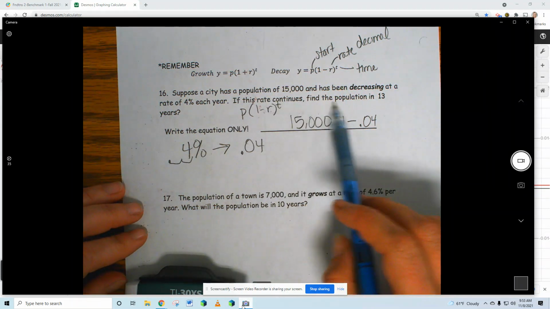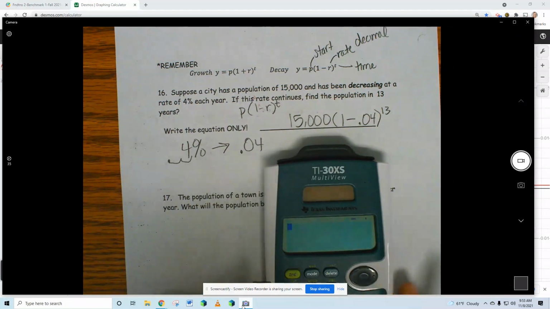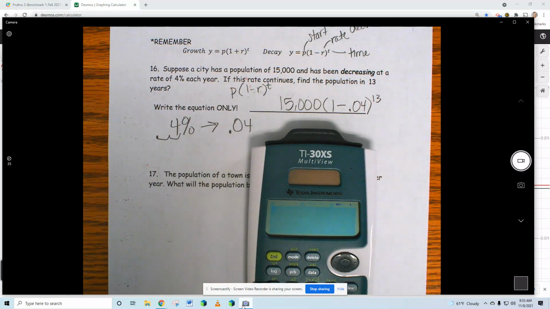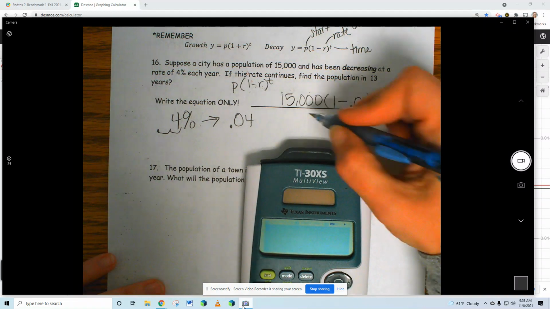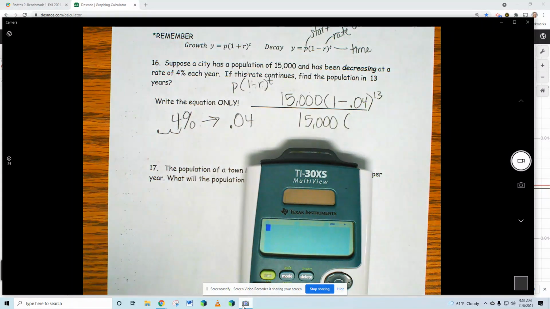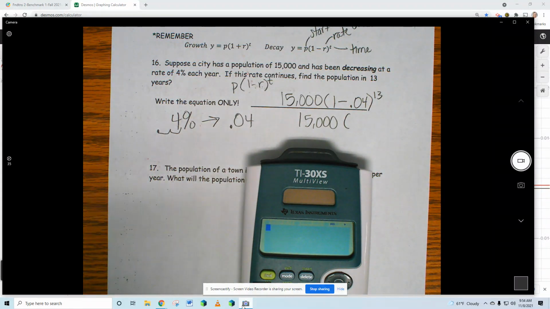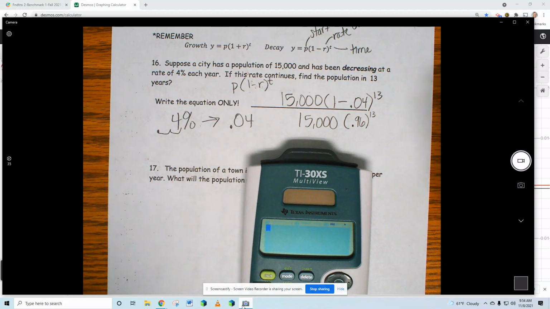If this rate continues, find the population in 13 years. Whoop, to the power of 13. Here we go. Everybody have your calculator on? If this says write the equation only, I want to let you know that on the test, what if they say 15,000 and then they put 1 minus 0.04? Do that on your calculator. Don't risk this mistake. What's 1 minus 0.04? It could be that if I have to write the equation, the multiple choice would have a 96 in there instead. So you don't know. 1 minus 0.04 or 0.96. Either one is fine when it says write the equation only.